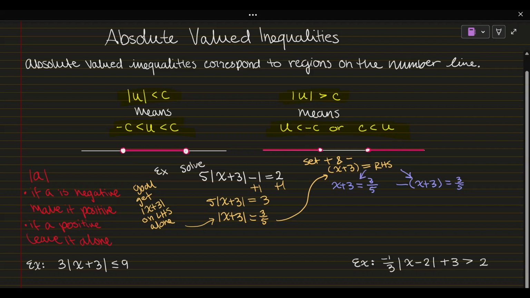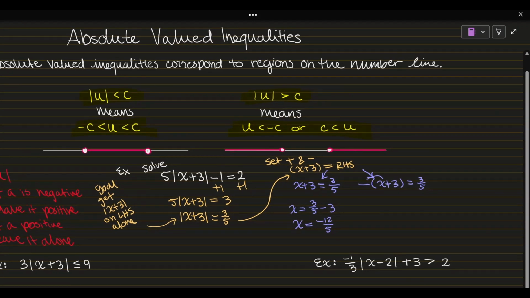Okay, so x is going to be equal to 3 over 5 minus 3, subtracting 3 from both sides here. And then I challenge you to verify that this is going to be 3 minus 15 over 5, which is going to be negative 12 over 5.